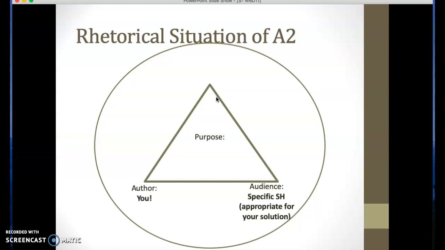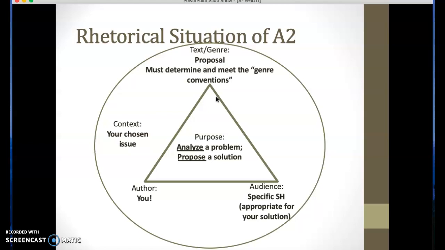So whether the purpose is to lower the cost of tuition or to get people to recycle, whatever it is, that is what's going to drive your whole paper. So you want to analyze the problem and propose a solution. And then the context is whatever you've chosen to talk about. So if it's global warming, whatever it is you've chosen. And then the genre of the text is a proposal. So today we're going to be going over what the genre conventions of that proposal looks like so that you guys can make sure that your papers look like a proposal should look.